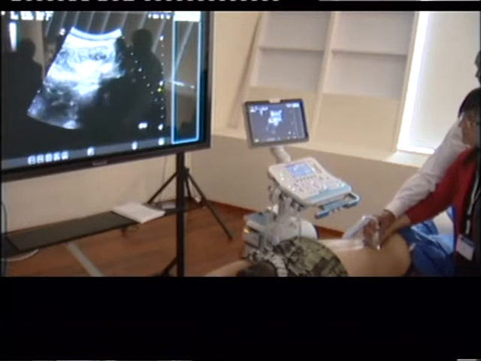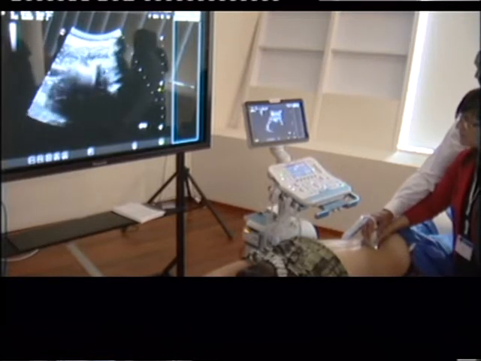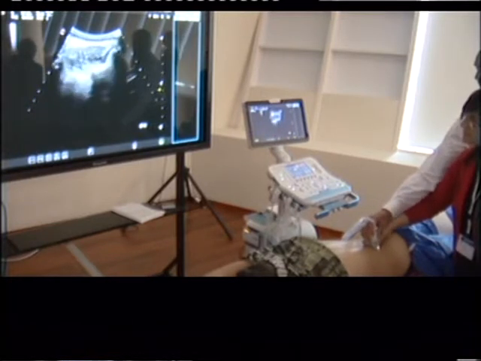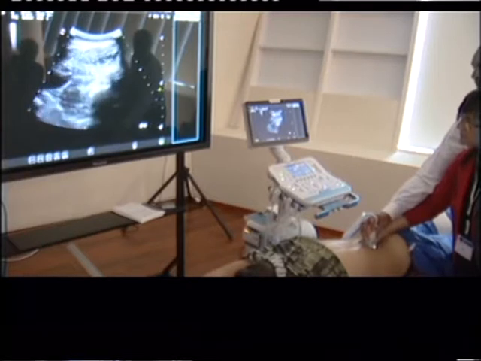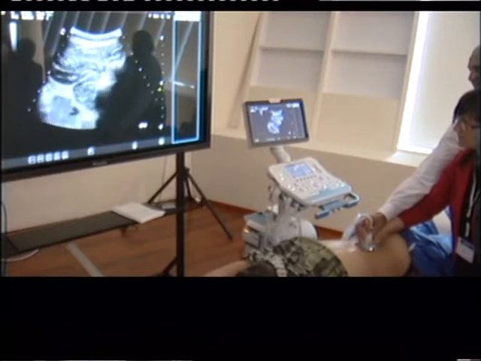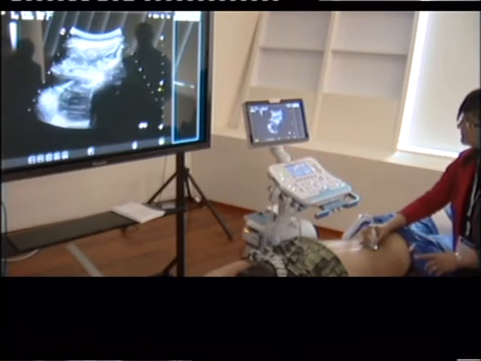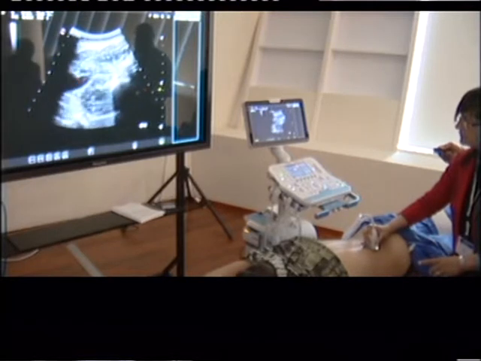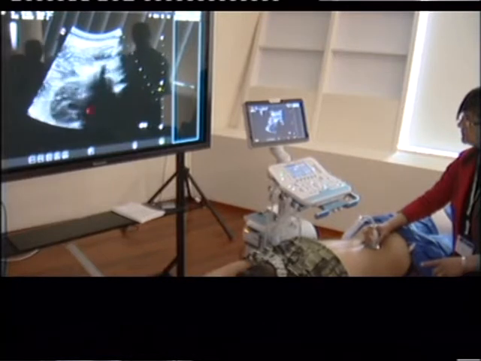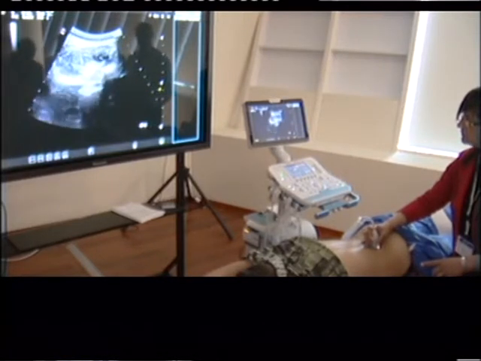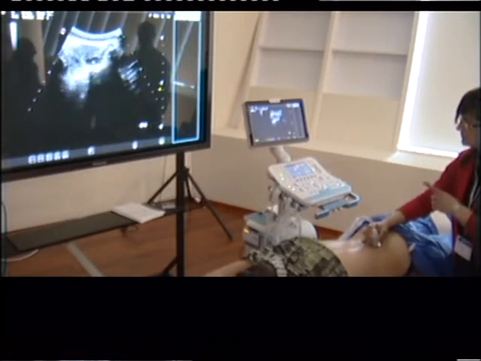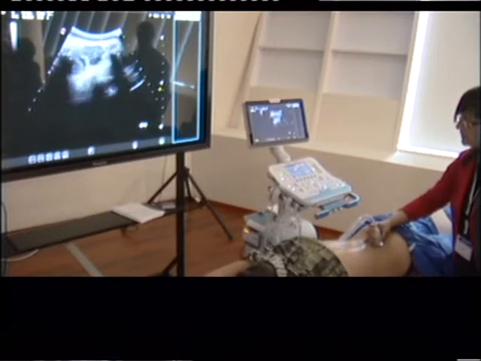And then over. A moment, just a moment, sorry. Now only we go down. Now watch. One more. Keep going. This is quadratus lumborum. This is psoas, lumbar plexus, nerve root. That's it. Facet.